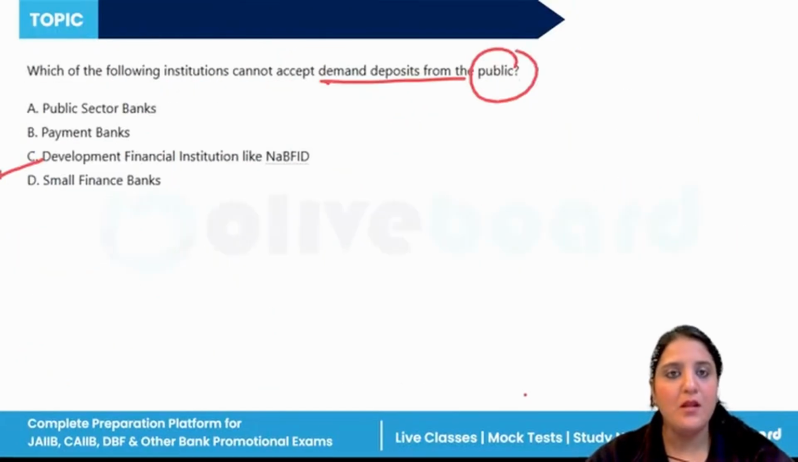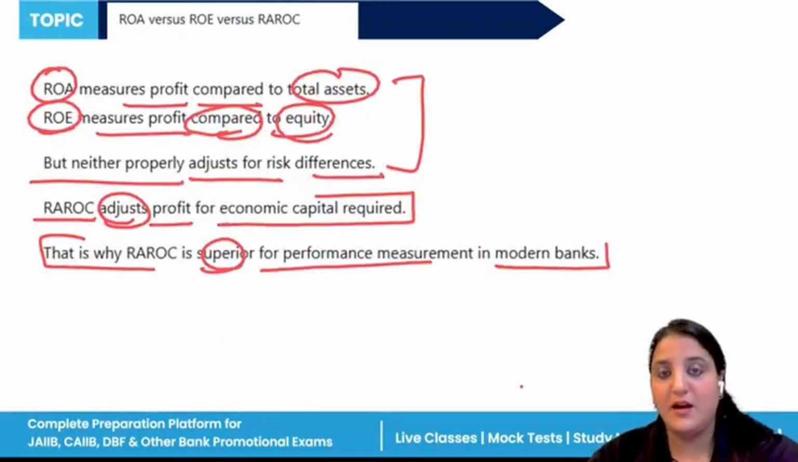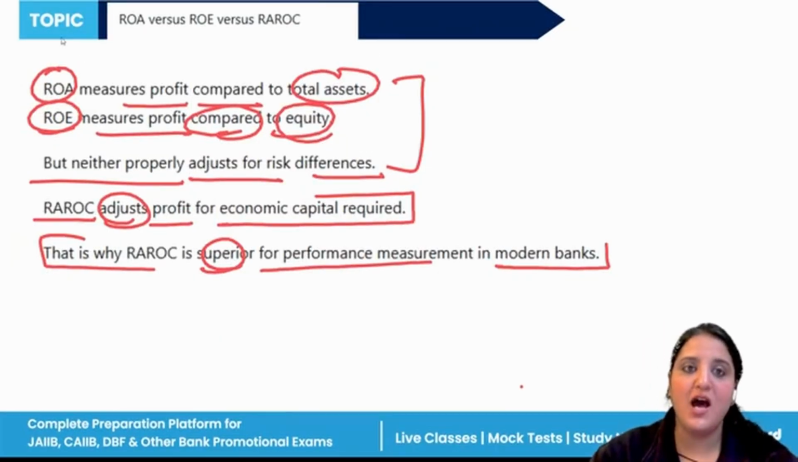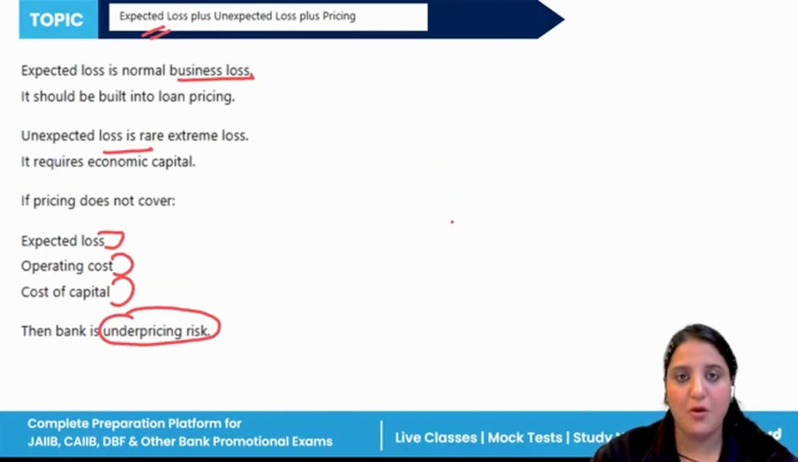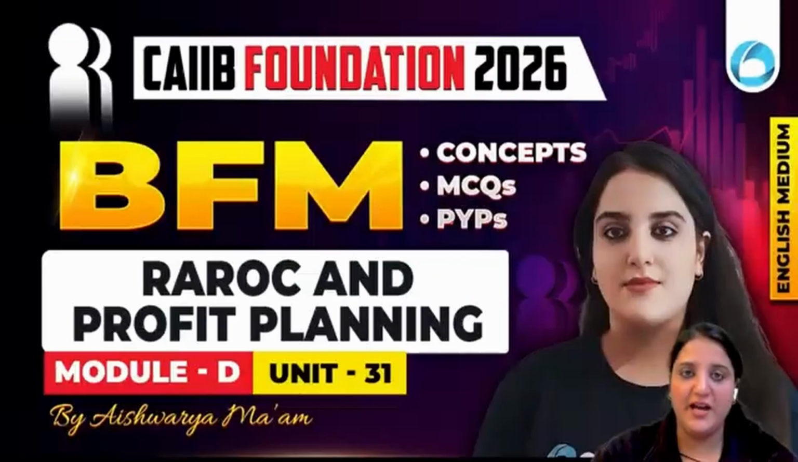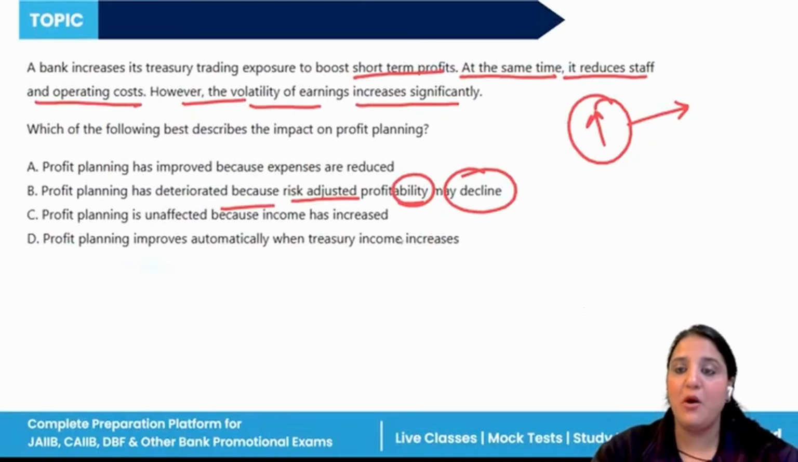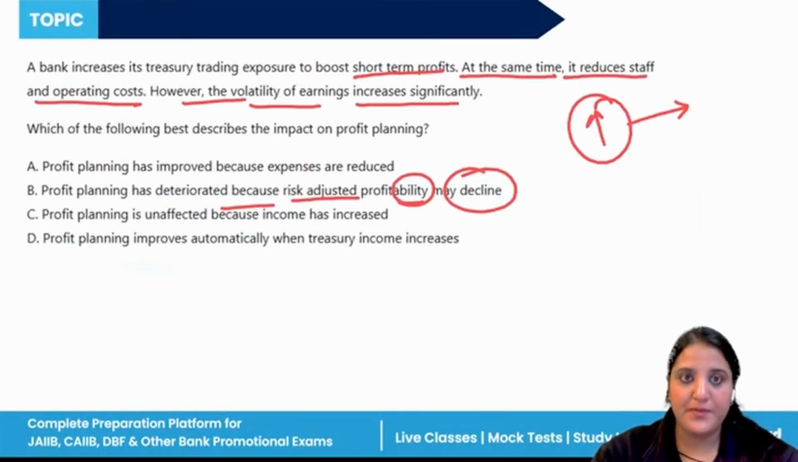Right. So now I am hoping that you are aware of the concepts of RAROC. It is the very last chapter of this BFM module D, and a very good chapter. Just go through these topics and the questions. What is the meaning of RAROC? Simply, RAROC is a metric that tells you about the investments, right?